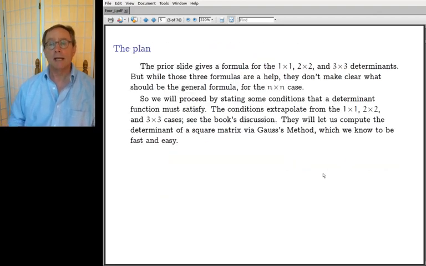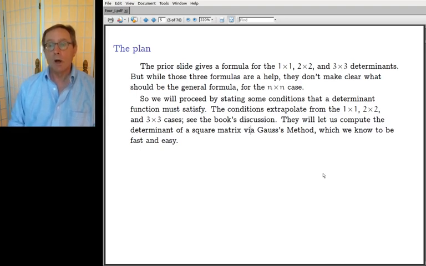Okay, so the plan is that the formulas don't make clear what should happen in the general n by n case. So we're going to do something that you may very well never have seen before. It becomes sort of more standard in mathematics as you proceed up through more and more advanced levels, but for many folks in the room, this is the first time they've ever seen it.